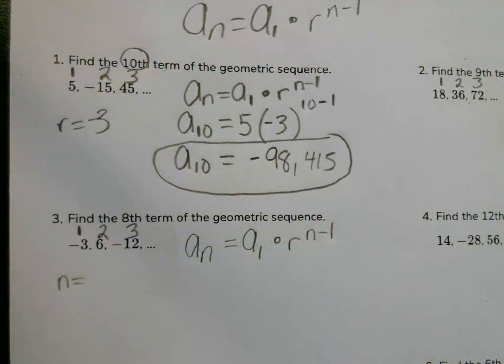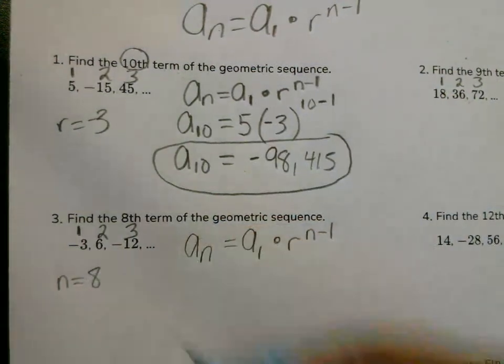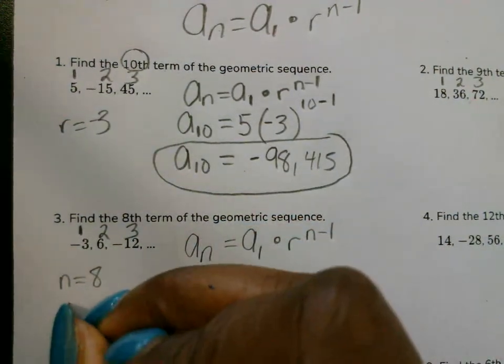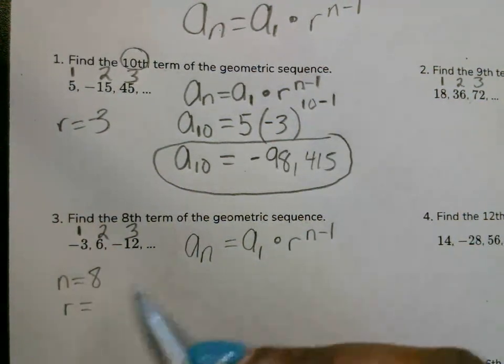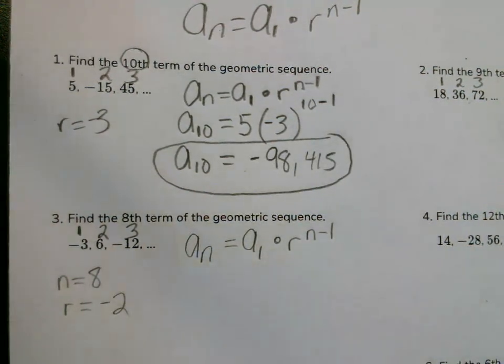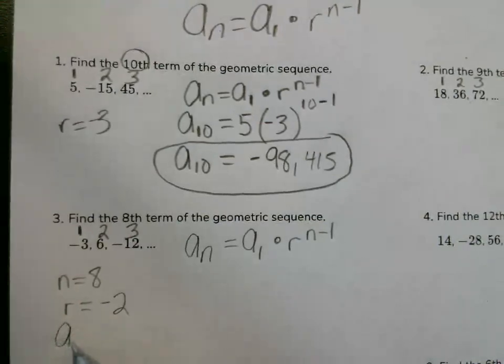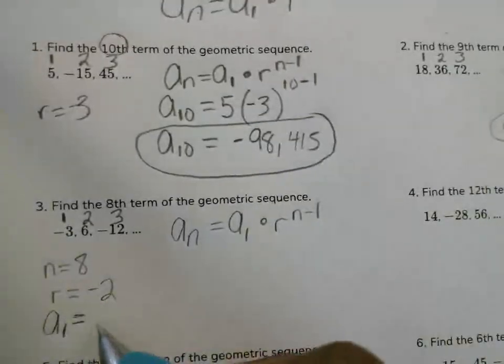I'm going to write that out to the side. You're looking for the 8th number. What is the common ratio here? It's -2. You're multiplying by -2 to get the next number. All right. Any questions so far? Let's substitute. Oh, I forgot. What's a sub 1, the first number in the list? It's -3. So now let's substitute.